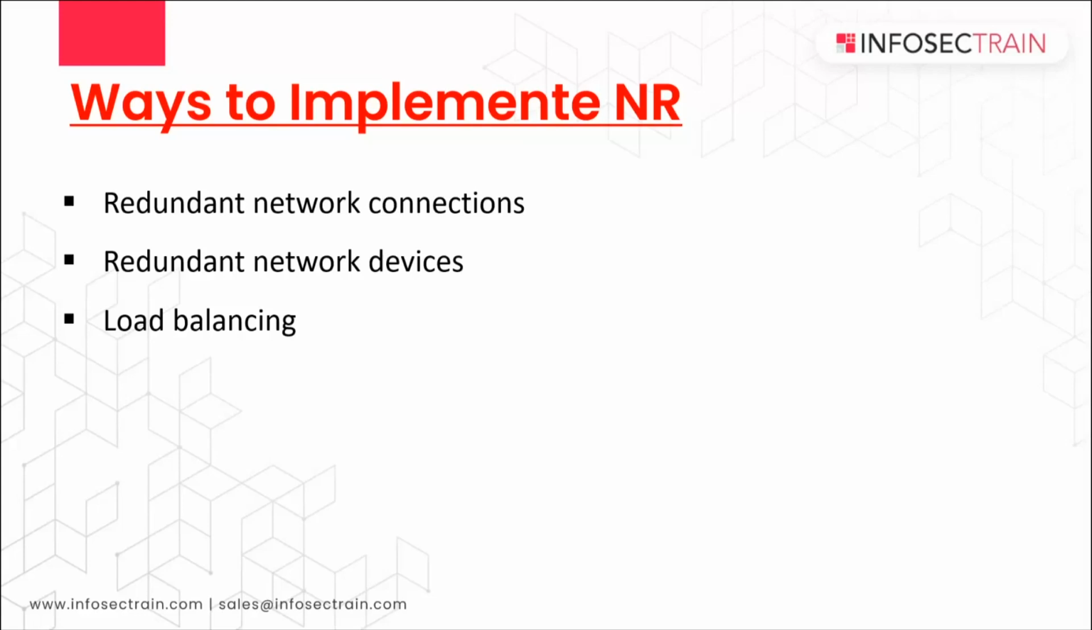Then what about next? Redundant power and cooling systems. Implementing redundant power and cooling systems can ensure that network infrastructure remains operational even in the event of a power or cooling failure, right?